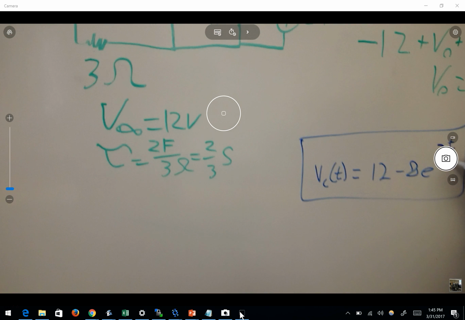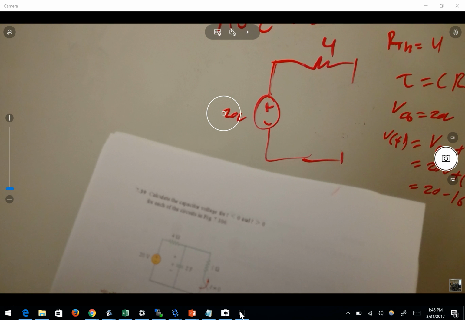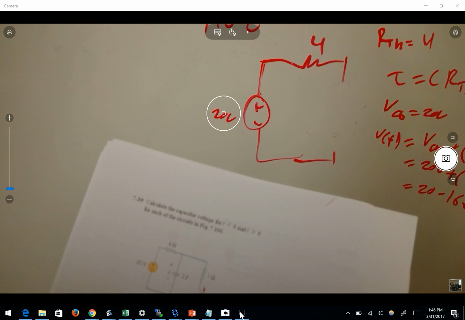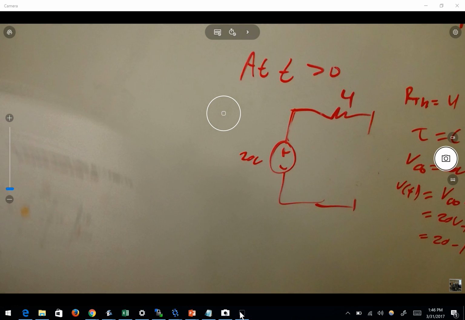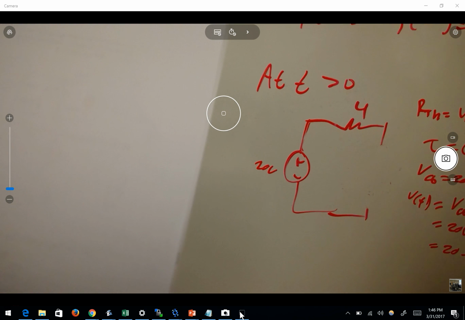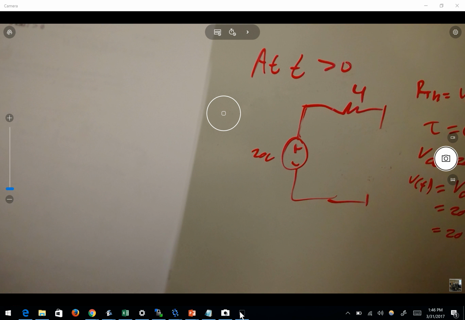For the answer here, it says 12 minus 8. Wouldn't that be of this, you got 12 volts? Wait a second. So the final value, when that thing opens, the final value is going to be 20 volts.